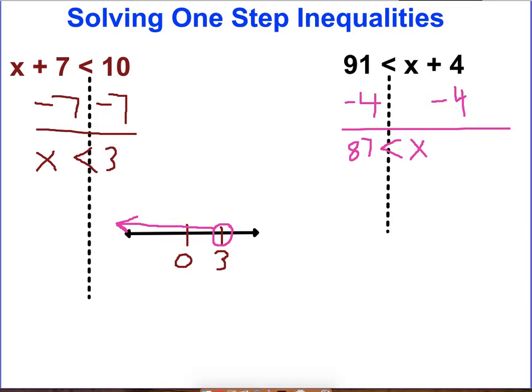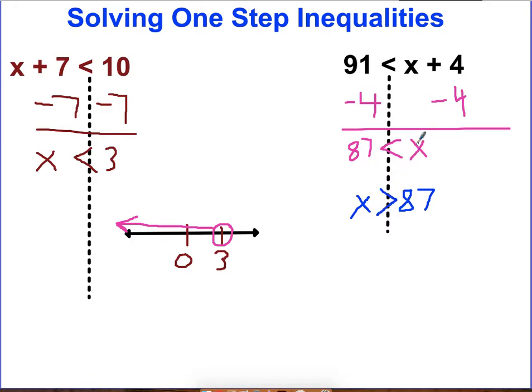A suggestion here for you is to flip this around so that x is on the left side. It's easier to read if x is on the left side. And we read math equations and inequalities and statements just like we read in English. We read left to right. The thing is here, if I flip this, I also need to flip my sign.